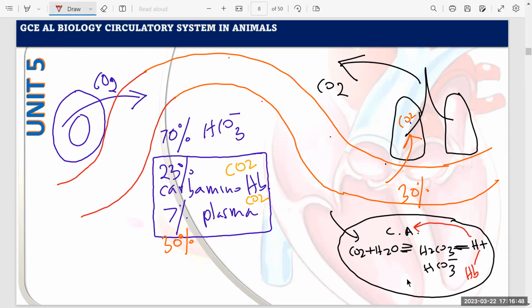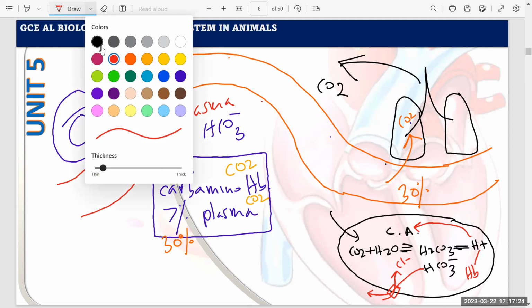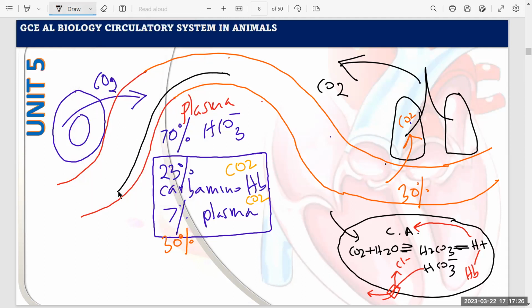Then I told you there's a transporter, the bicarbonate ion going out of the cells, and to compensate, the chloride ion coming back. So bicarbonate is going out of the cell, meaning bicarbonate ion is in the plasma. They are well dissolved in plasma because negatively charged ions can dissolve in plasma, and the bicarbonate ion also moves to the lungs now.